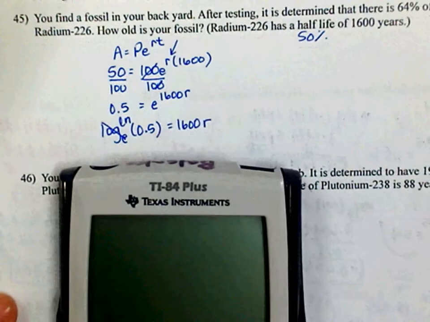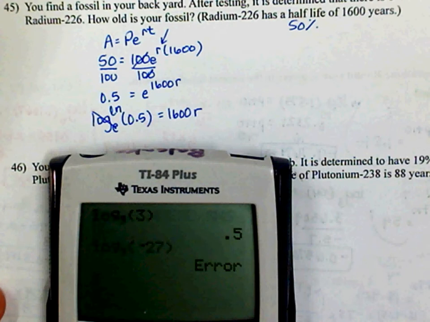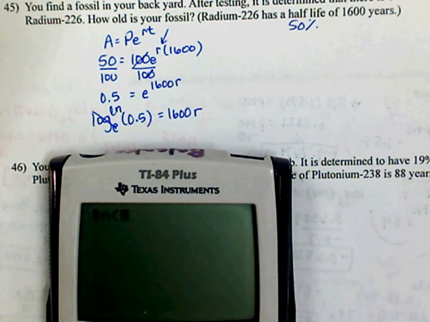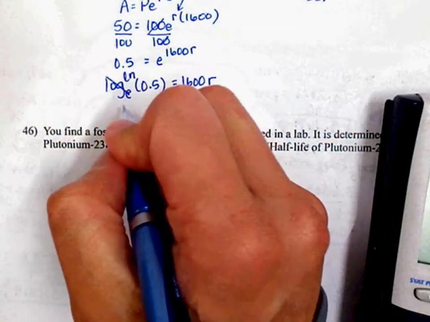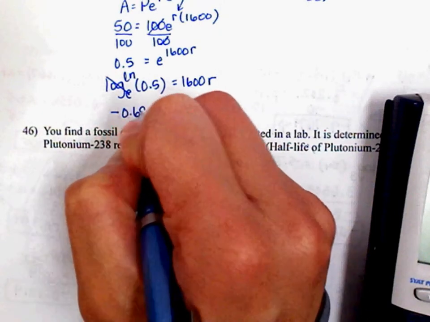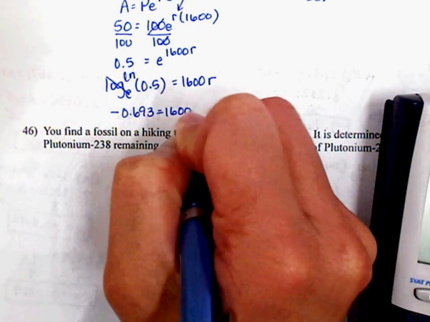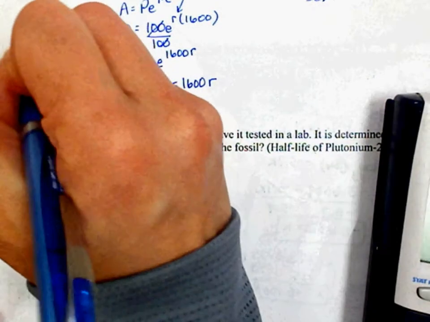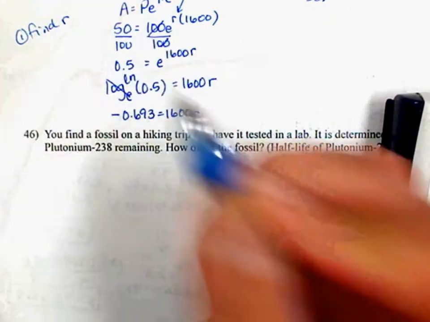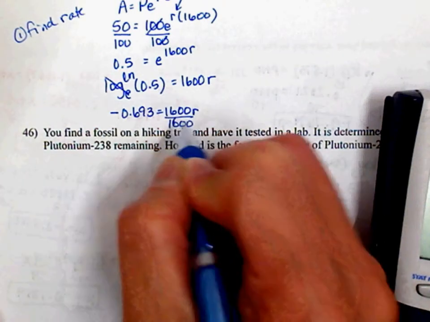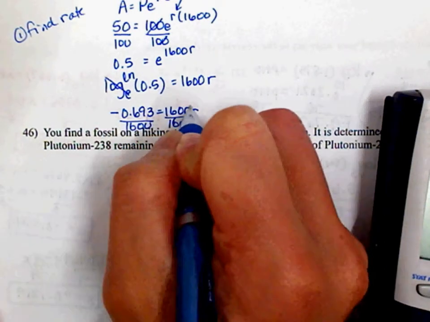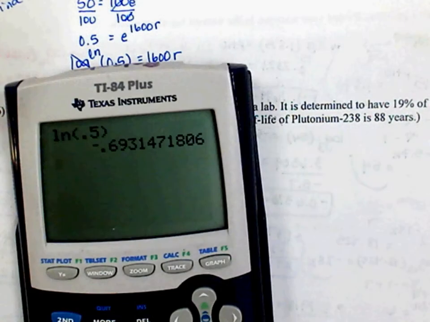Go to your calculator. So natural log, remember, it's one button, ln 0.5, and that gives you negative 0.693 equals 1600R. Okay, so step 1, find the rate, which is R. How do you solve? Divide both sides by 1600. And what is R equal to? So what is the rate of decay?